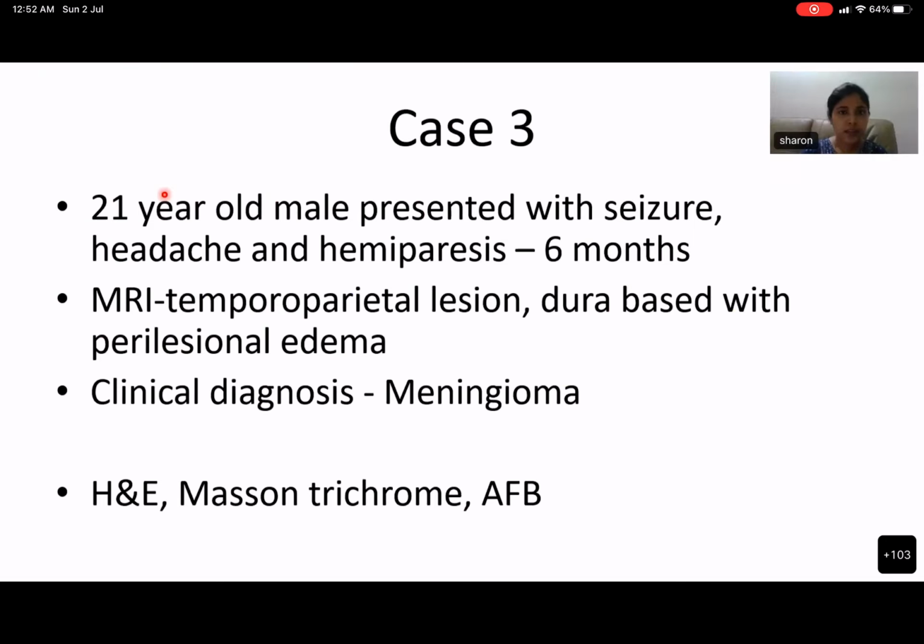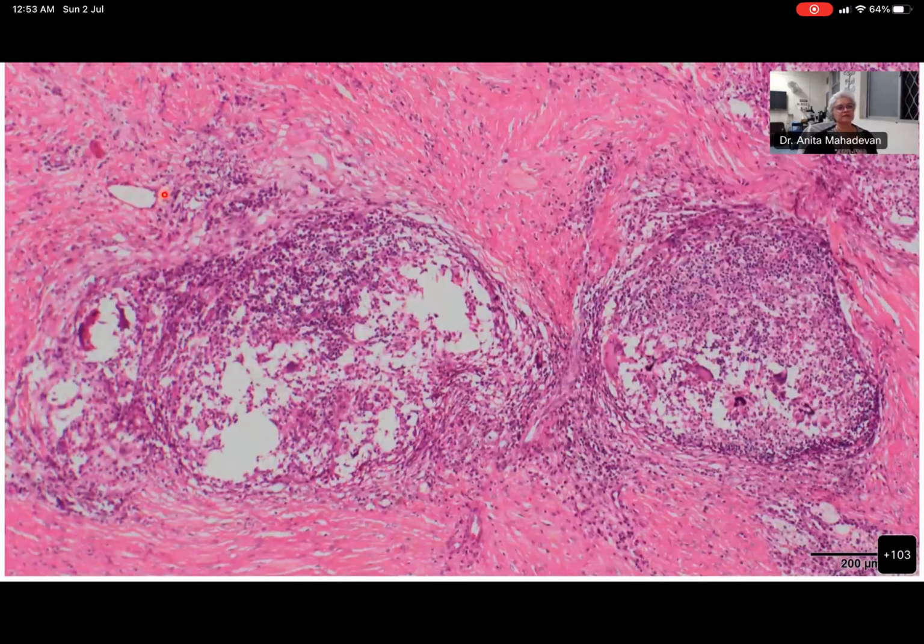Yes. Sharon, all yours. Case 3, it is a 21-year-old male presented with seizure, headache, and hemiparesis since 6 months. MRI shows a temporoparietal lesion, dura-based with perilesional edema. Clinical diagnosis of meningioma was given. I've given you actually only the H and E. I've not given you the rest of it. So this is the very low magnification. So Sharon, very quickly, what is the tissue response?